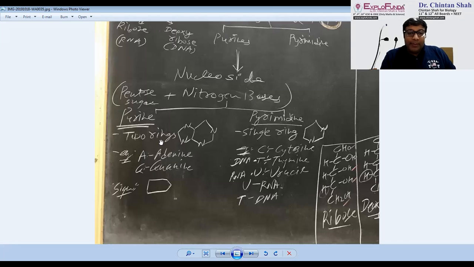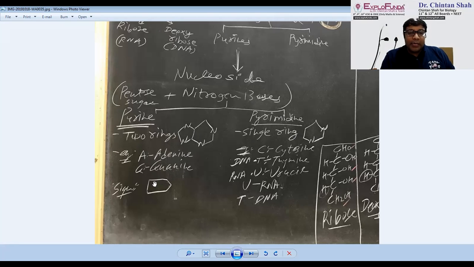Nitrogen bases will be of two types: purine and pyrimidine. Purine is made up of a two-ring structure. Pyrimidine is made up of a single ring structure. So if there are two rings, it is known as a purine, and if it is only a single ring, then it is known as a pyrimidine. The examples of the two-ring structure are adenine and guanine.